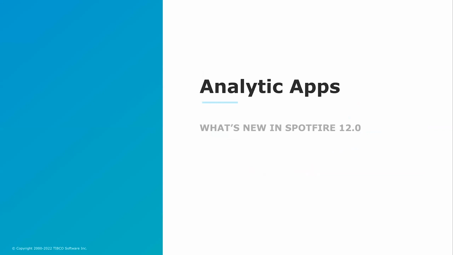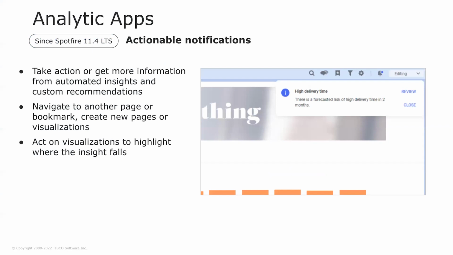Now, analytic apps. With the Spotfire platform, you can build AI-powered and user-friendly applications that can easily be scaled to thousands of users and developed at a fraction of the cost and time required for custom development. And in this area, we recently added support for what we call actionable notifications. And this is now available in Spotfire 12.0 for LTS customers.